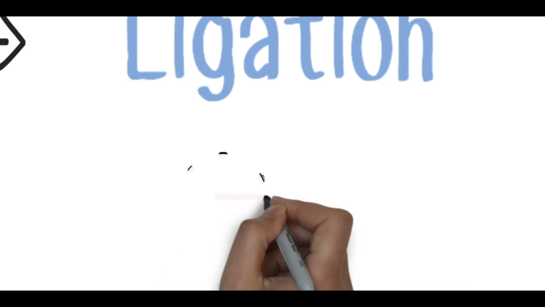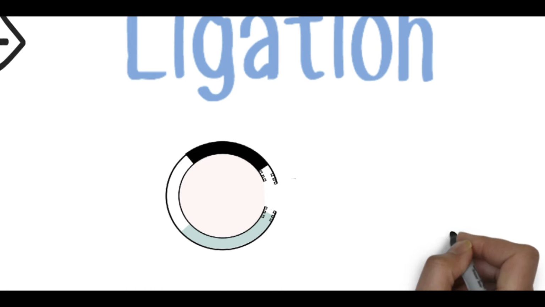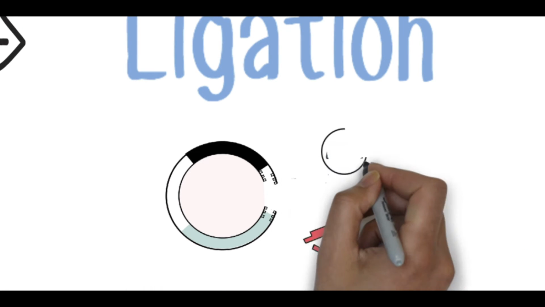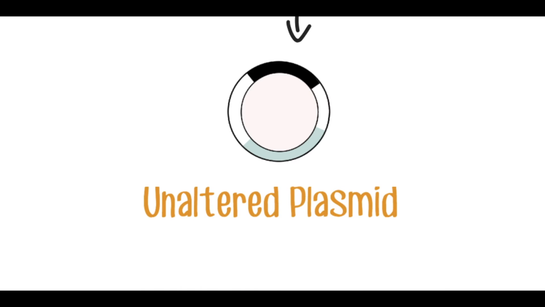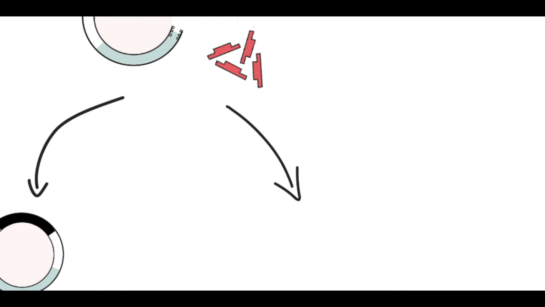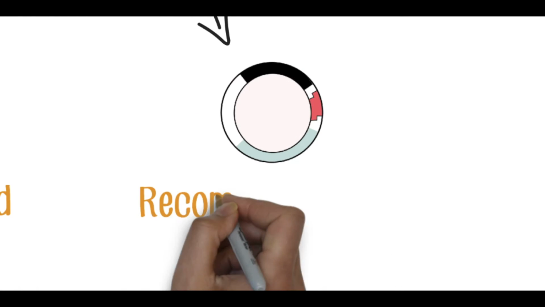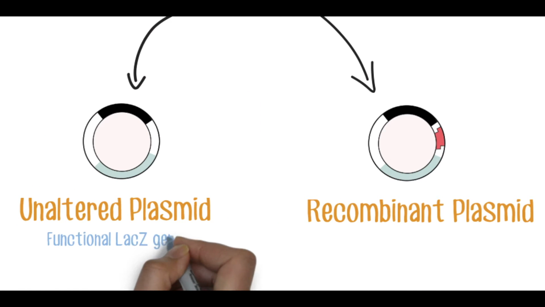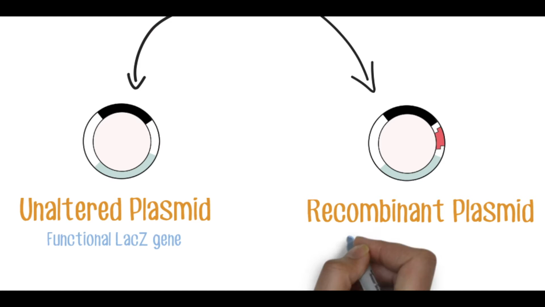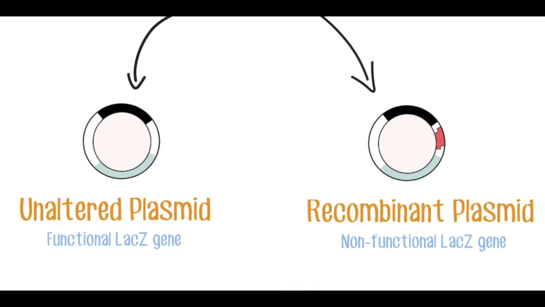The fragmented gene of interest and fragmented plasmids are then mixed together and ligated with DNA ligase. The sticky ends may join up in 2 different ways, giving unaltered plasmids without the gene of interest or recombinant plasmids containing the gene of interest. Since the plasmid has its restriction site within the LEX-Z gene, inserting the gene of interest into the plasmid renders the LEX-Z gene non-functional.